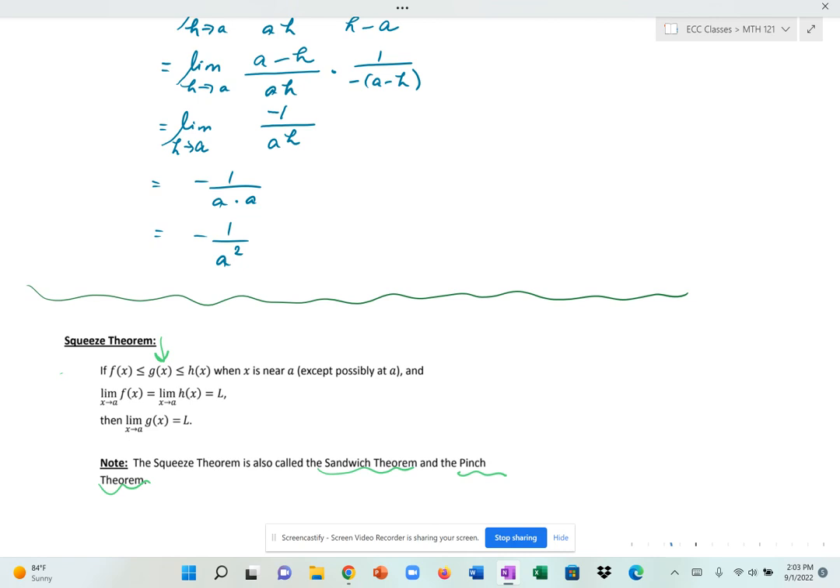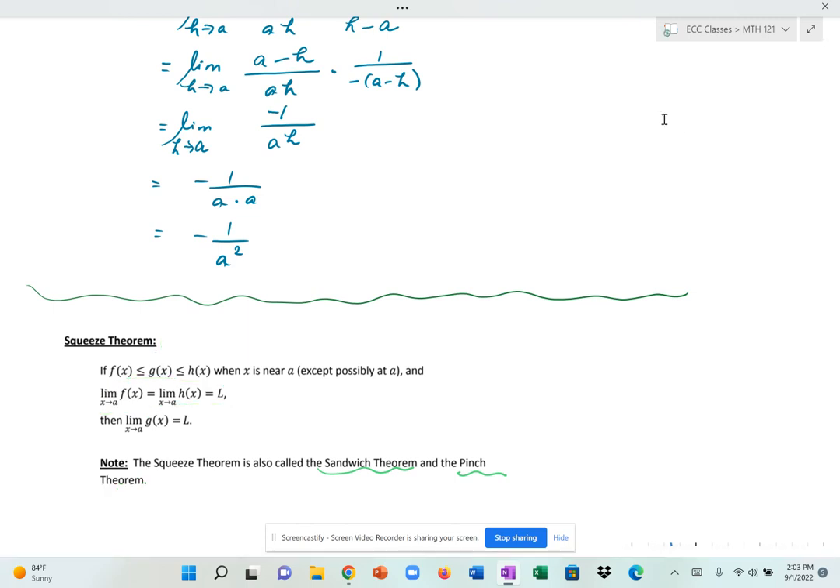So if f of x is less than or equal to g of x, which is less than or equal to h of x, when x is near a, except possibly at a, and if the limit as x approaches a of f of x equals the limit as x approaches a of h of x, and they both equal some value L, so in other words, these two limits must be the same and they have to exist, then the limit of the one in the middle must have the same limit.